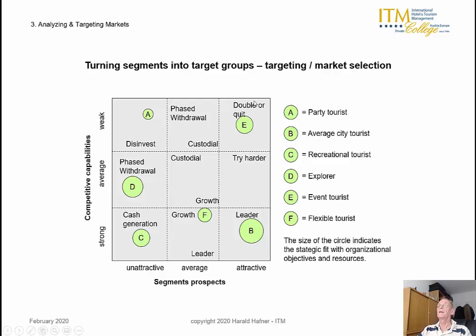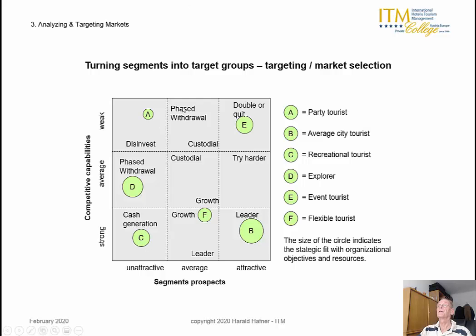Now, we have here named various strategies or strategic guidelines, as you can see here. One that I would like to start with, like segment A, which is the so-called party tourist, where we have suggested to disinvest. Segments falling into this area will probably be losing money, obviously, because their competitive ability is weak and the segment's prospect is also unattractive. Not necessarily every year, but losses in bad years will outweigh the gains in good years.